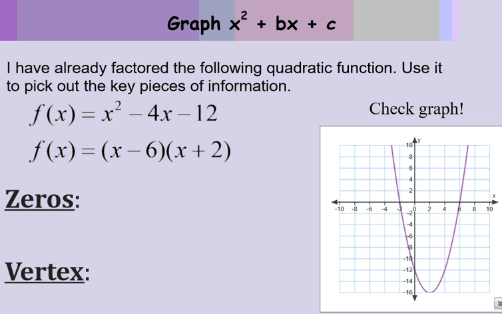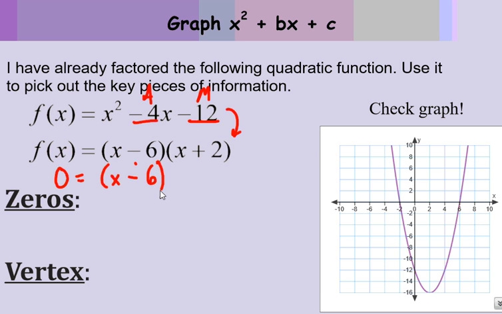To start, I'm actually going to give you one that's already factored. It says I've already factored the following quadratic function. Use it to pick out the key pieces of information. I already found two numbers that multiply to make negative 12 and add up to make negative 4. So that first step is done for us. Now we need to find the zeros. The zeros are the x values that make y be 0.